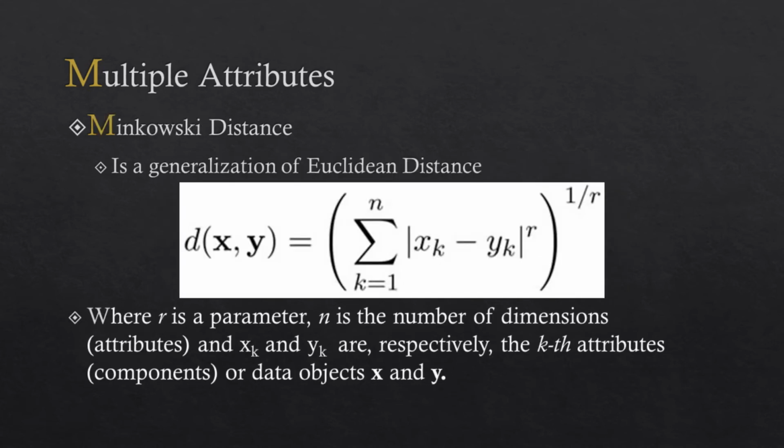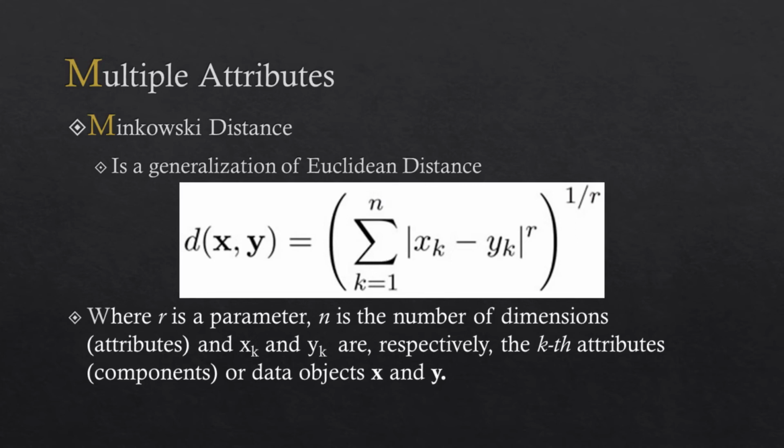So ito po yung Minkowski distance. Siya po ay generalization of Euclidean distance. So ang formula po niya is d of x, y is equal to open parenthesis summation of k equal to 1 to n absolute value of xk minus yk, then power r, then close parenthesis power 1 over r. So nakadepende po itong formula sa value ng r.